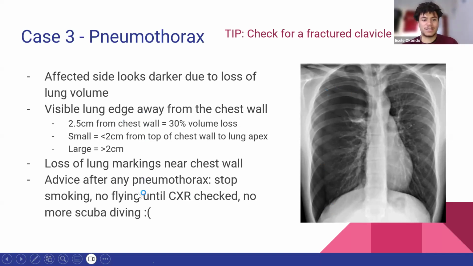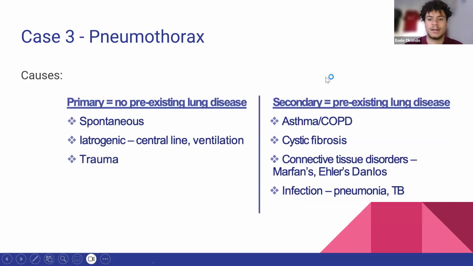Advice after any pneumothorax is to stop smoking, don't fly until you've had your chest X-ray checked, and don't scuba dive because the pressure differences can cause that to recur. A tip is to check for a fractured clavicle ipsilaterally if this is a result of trauma. And there's a variety of causes of your pneumothorax.